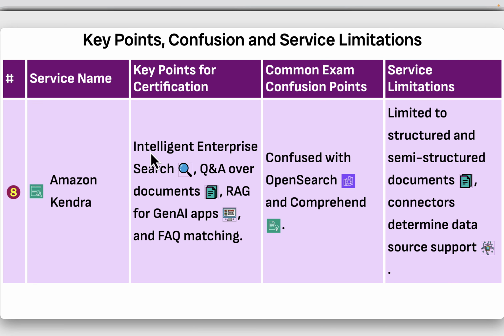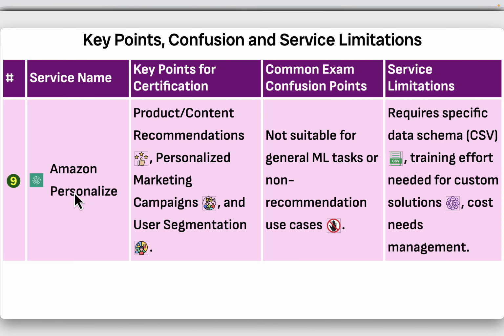So key points for certification are intelligent enterprise search, Q&A over documents, RAG for Gen AI apps, and FAQ matching. This can be confused with OpenSearch and Comprehend. So it is limited to structured and semi-structured documents. Connectors determine data source support. So there are connectors which will connect to your data sources, enterprise data sources, and will fetch and answer your Q&A. Next, Amazon Personalize. So key points for certification are product or content recommendations, personalized marketing campaigns, and user segmentation.